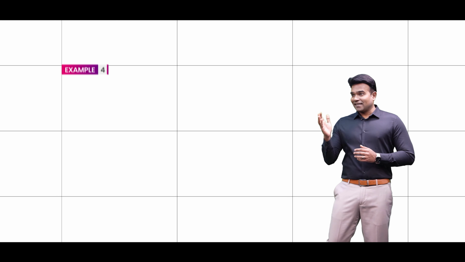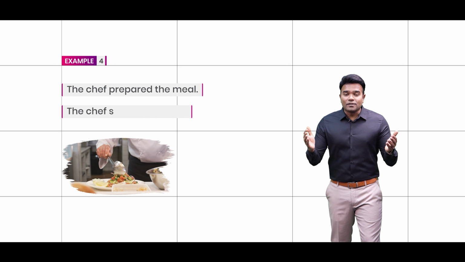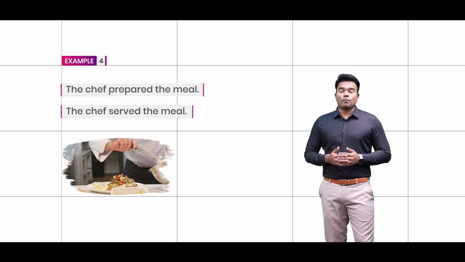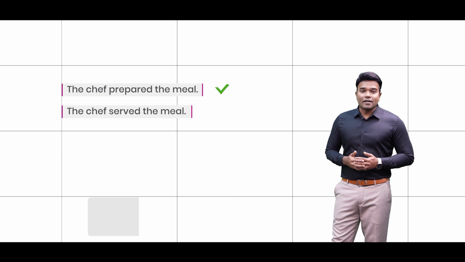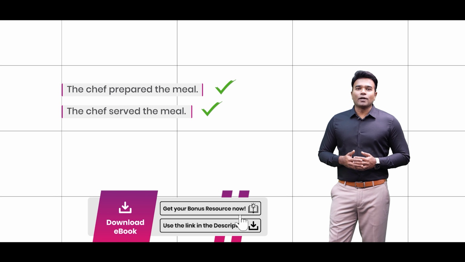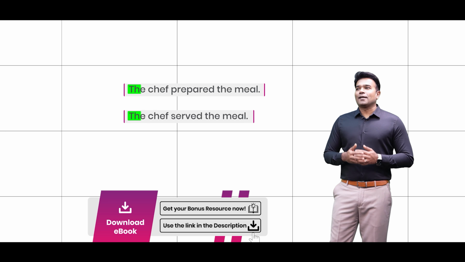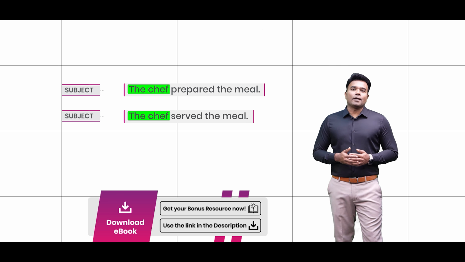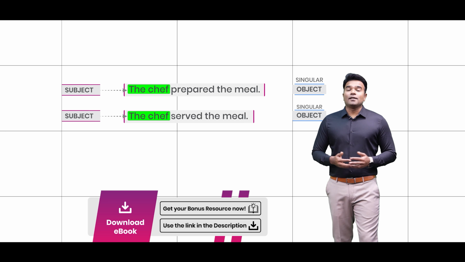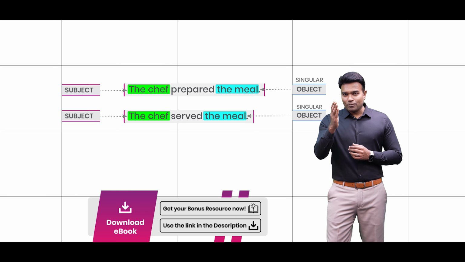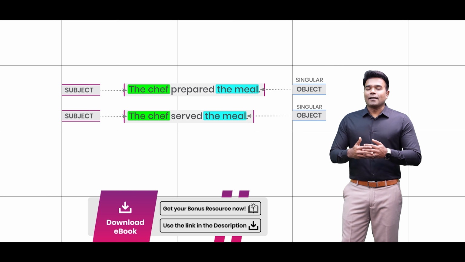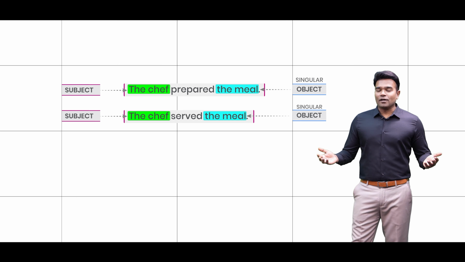Have a look at these sentences. The chef prepared the meal. The chef served the meal. Well, both of these sentences are valid but look awkward. And you know that they look awkward because the chef, which happens to be the subject, is repeating. The singular object, that is the meal, is also repeating, and it is due to this repetition that the sentence is looking complicated and awkward.